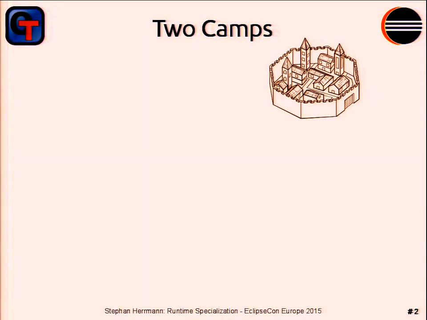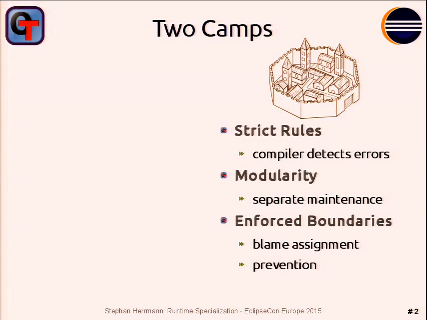When speaking about dynamism, I would like to characterize the world of software development as being split into two camps. And I've grown up in this camp, or better, a city. So in that camp, we have strict rules, because we know that it's cool if a compiler can detect lots and lots of errors, not just type errors, null pointer errors, resource leaks, and whatnot. And we know that modularity is a key factor for maintainability, and we know that if we have boundaries in our software, this helps us to figure out if something goes wrong, where it went wrong. That's a topic of blame assignment, and maybe we can even prevent some bad things from happening.